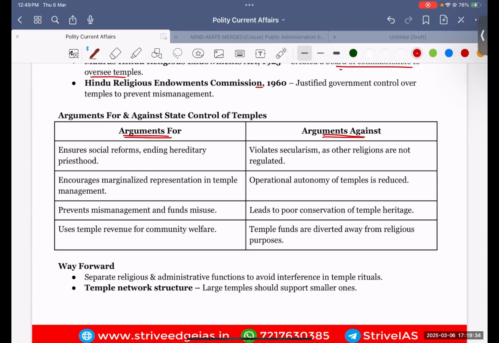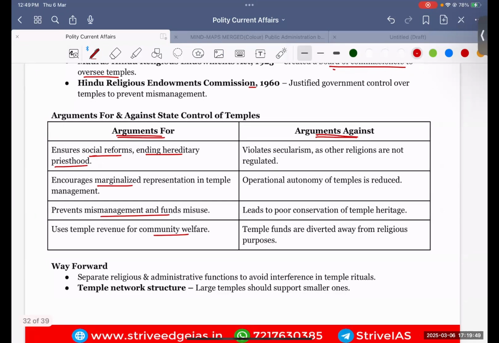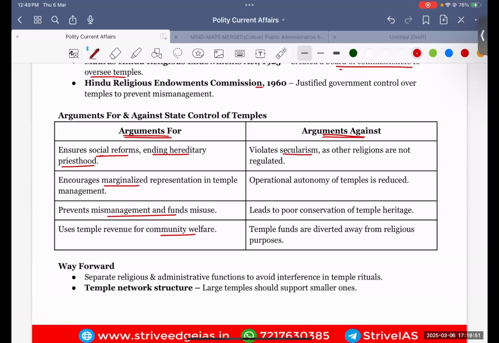So why is it necessary? Because it ensures social reform, ending hereditary priesthood. It encourages marginalized representation and prevents mismanagement and funds misuse. It uses temple revenue for community welfare. And why is it argued against? Because it violates secularism, as other religions are not regulated. And the operational autonomy of temples is reduced. Also, it leads to poor conservation of temple heritage. The temple funds are diverted away from religious purposes.